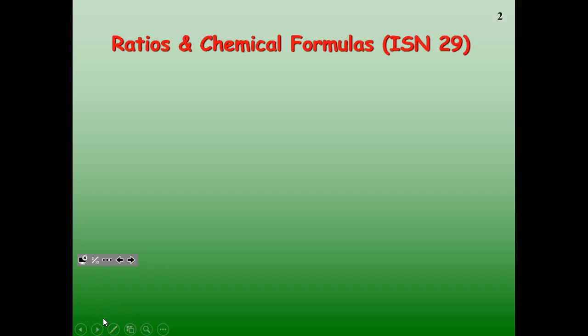Hi there, guys. Today we're going to talk really quickly about ratios and how we can interpret them and use them to determine chemical formulas. So you'll want to take notes on page 29 of your ISN as we go through this and pause the video as we work through sample problems to see if you've got the hang of it.